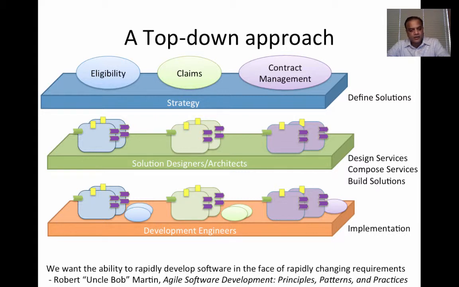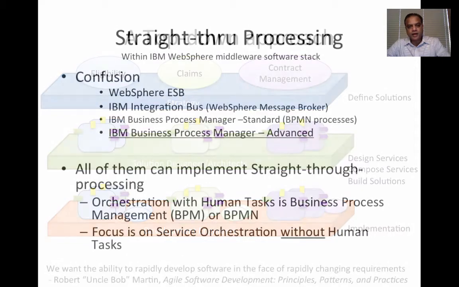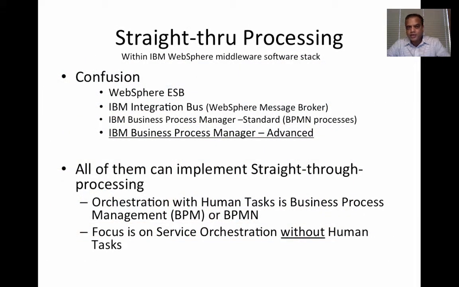We want to implement a simple process that receives a claim and validates it. There are no human tasks in this process. Since there are no human tasks, you can also refer to it as straight-through processing. Straight-through processing is a major topic within SOA space. Within IBM software stack, there are 4 different products that can claim to implement straight-through processing. One of the differentiating factors is whether or not you have human tasks within your process. If you have human tasks within your process, then that process is based on BPEL standard.